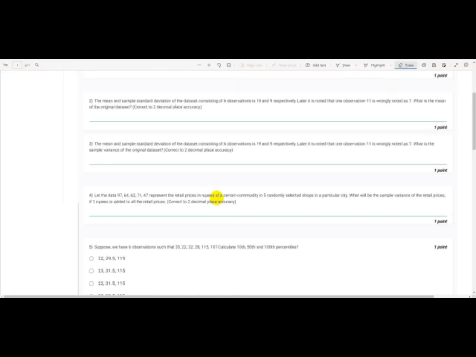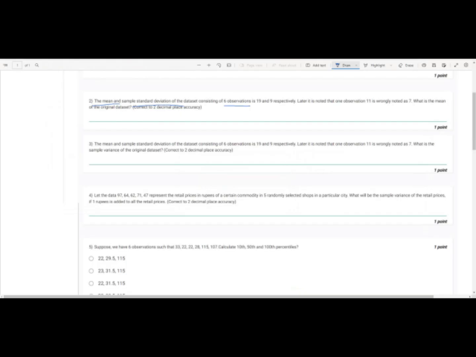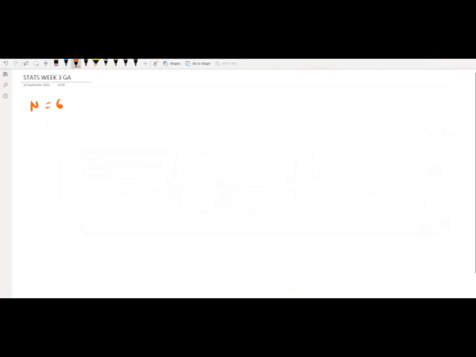The second question says that the mean and sample standard deviation of a dataset consisting of 6 observations. So first let's note down that n is equal to 6. Now what are given? The mean is 19 and the sample standard deviation is 9, right? Please make note of this point.